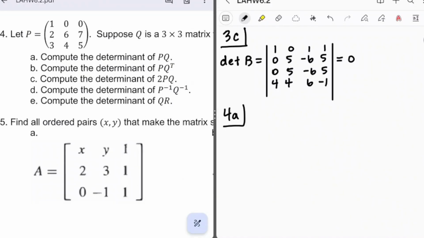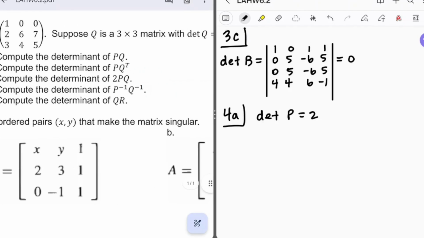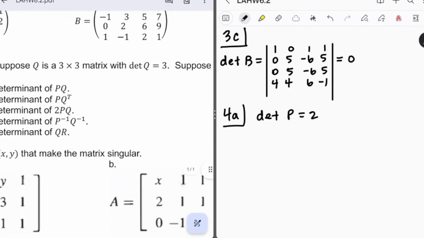Think about the first row, 1, 0, 0. So the determinant is going to be 1 times 30 minus 28, so another determinant of 2, minus 0 is something, plus 0 is something else. So it's going to be determinant 2. All right, so I know for a fact that determinant P equals 2. Q is a 3 by 3 matrix where determinant Q equals 3.